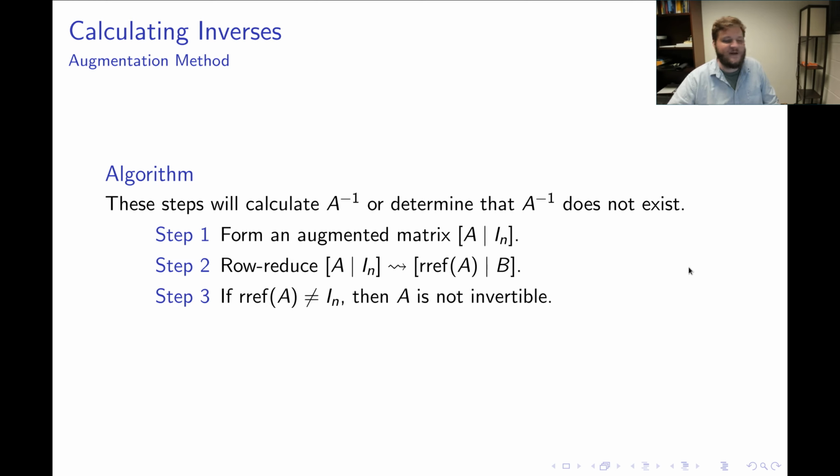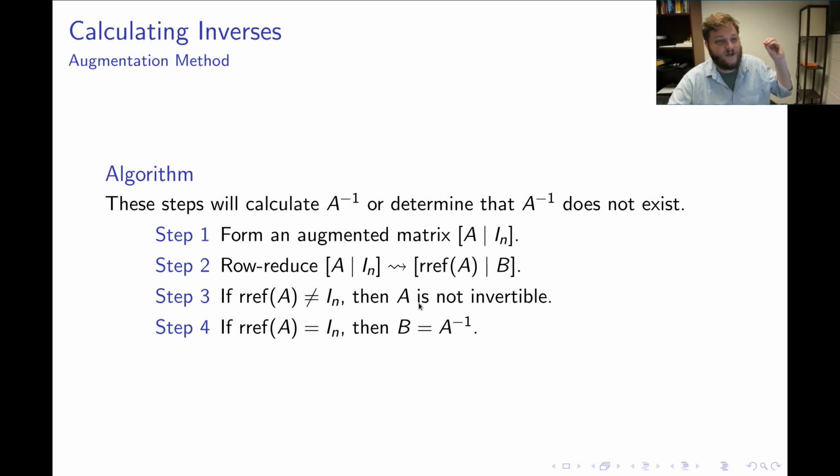Now, there are two possibilities. One possibility is that the reduced row echelon form of our A is something other than the n by n identity matrix. If that's the case, then our matrix is not invertible. So we immediately have this conclusion. However, if the reduced row echelon form of our matrix is the n by n identity matrix, then this new matrix B that has emerged out of these row reductions on the right in this augmented matrix is guaranteed to be the inverse of A. So at the end of the day, it's Gauss-Jordan elimination that allows us to calculate matrix inverses.